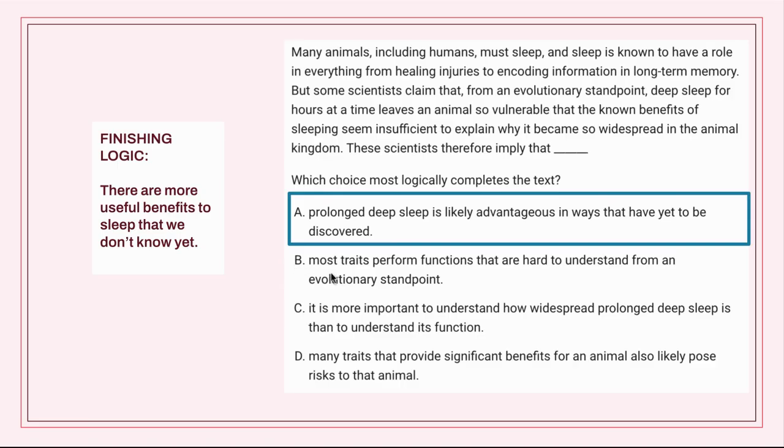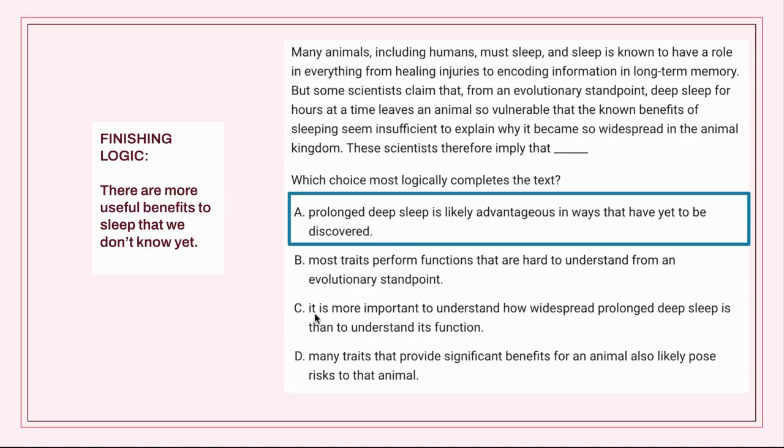So, B, most traits perform functions that are hard to understand from an evolutionary standpoint. That is true about sleep, definitely. We are saying that from an evolutionary standpoint, they use that wording up here in the passage itself. It's kind of hard to understand why it's so common. But we only know this about sleep. We don't know this about most traits in general. So this is true for sleep, but we don't know if it's true about most traits. So that's why this one is incorrect.